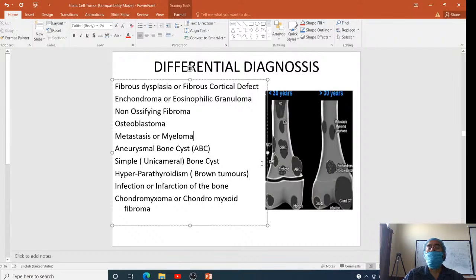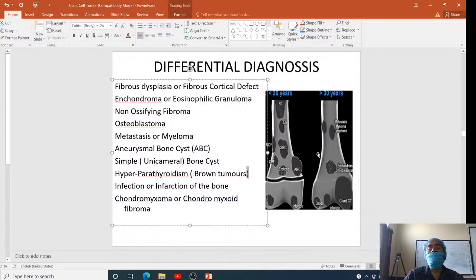Then there may be some bleeding there, and there are tender, painful masses on the bones, and they are referred to as brown tumors. They are brown in appearance, and they are very tender, painful, osteolytic, and that is because of the increased parathormone. Sometimes infections can mimic GCT.